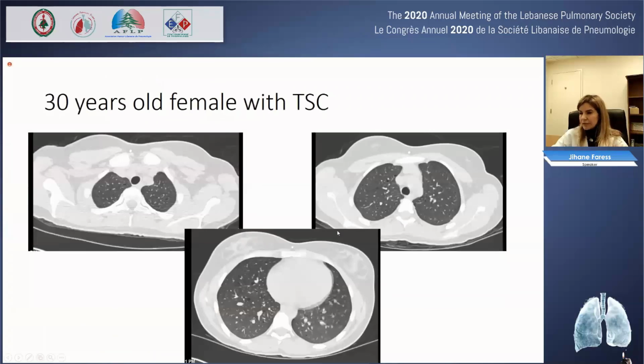If I give you, for example, another case, this is another patient we follow, she has much fewer cysts, maybe less than 10, but she has TSC. So in this case, we don't need a biopsy. We don't need further diagnostic testing. This is also diagnostic of LAM.